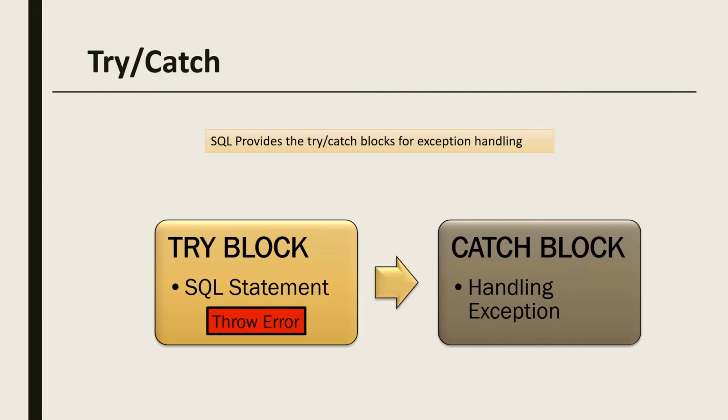Try and catch. SQL provides the try and catch blocks for exception handling. In the try block we enter the SQL statement, and whenever it throws an error, it will go to the catch block, and there it handles this error. For example, we are using the employee table, and if we add the employee age with the employee name, one is a numerical value and the other is a varchar data type, so we can't add them. It will throw an error, and this error should go to the catch block and show some message. This message can be customized or default, so we will see both of them.